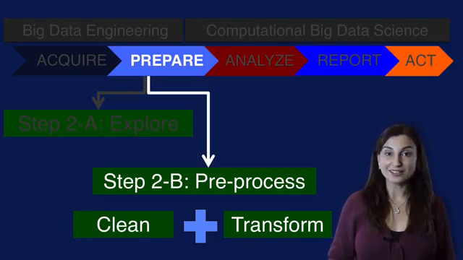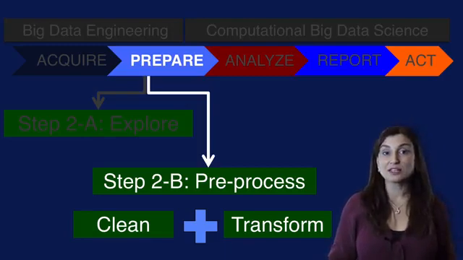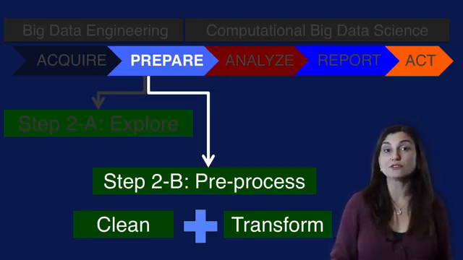The raw data that you get directly from your sources is never in the format you need to perform analysis on. There are two main goals in the data pre-processing step. The first is to clean the data to address data quality issues, and the second is to transform the raw data to make it suitable for analysis.